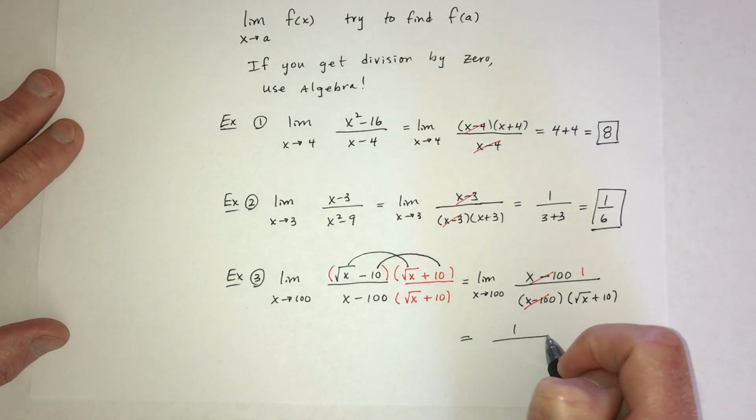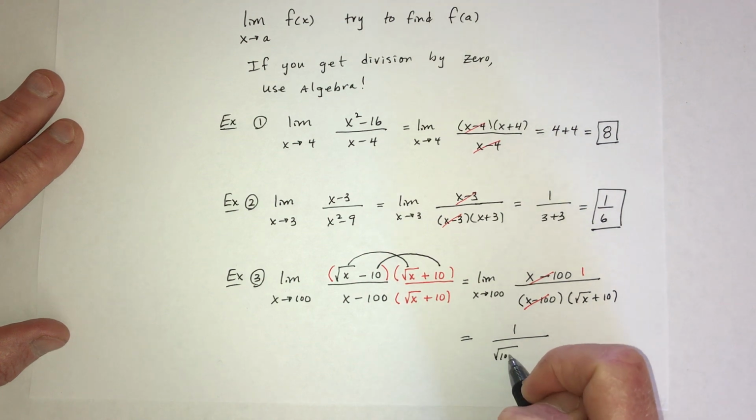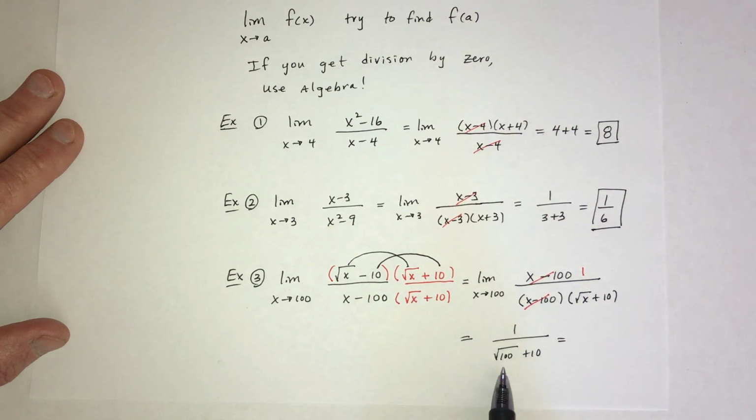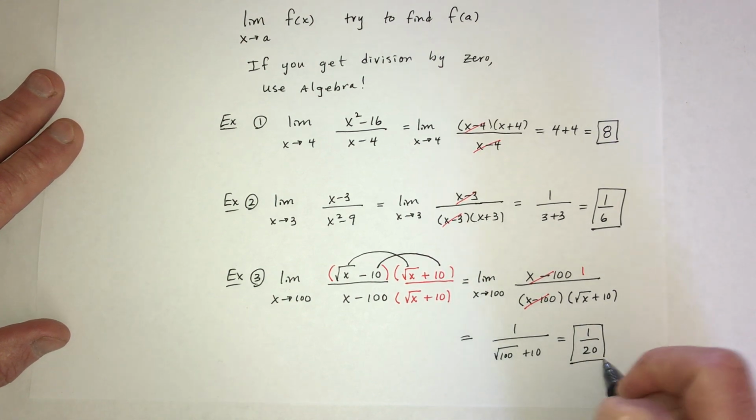And then you can substitute the number 100, so it's going to be 1 over the square root of 100 plus a 10. And then this would be 10 plus 10. So the final answer is 1/20.